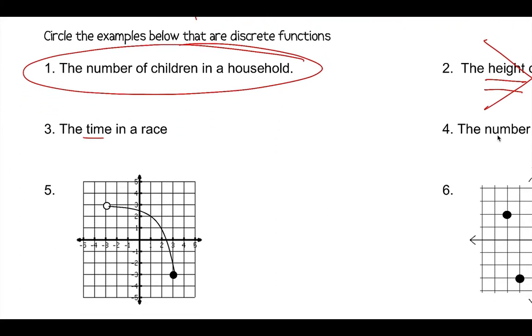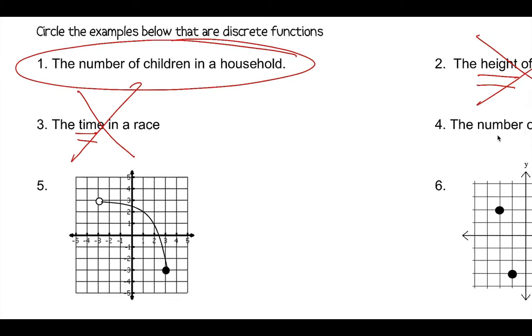Time in a race. Again, time is a measurement. I could have 3.5 seconds. That is not discrete. That is continuous data. Time keeps going. There's not separate points. I'm not going to start at 1 second and skip to 10 seconds. The time keeps going. It's continuous. So that is not discrete.